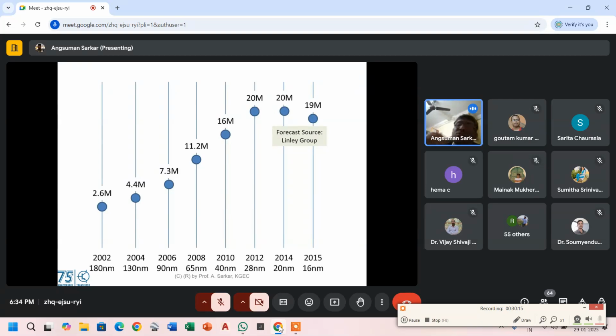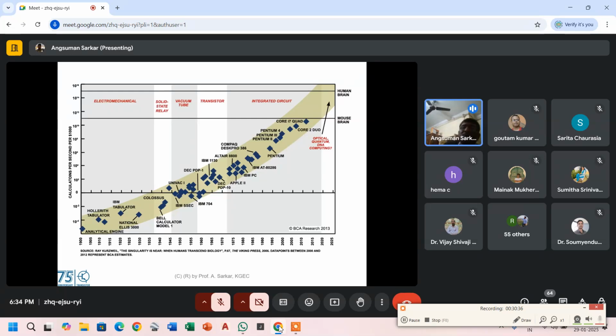In order to support that historical cadence of transistor scaling, in order to continue that miniaturization, what are the technology changes we would like to bring, or the people around the world have brought? We'll discuss about it. So this is a figure or graph which shows the various eras.